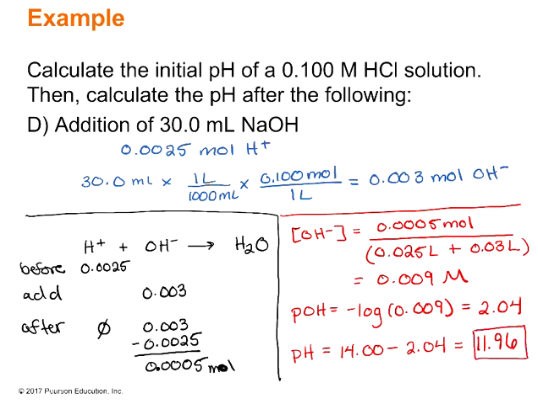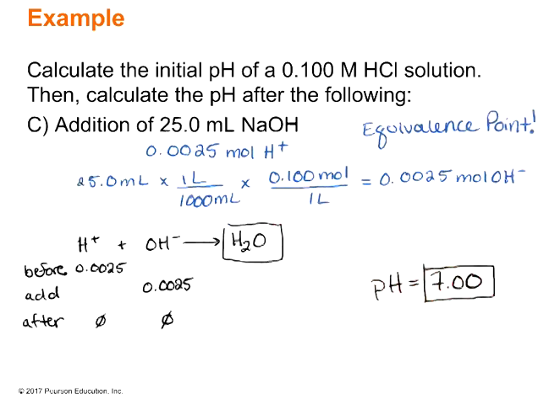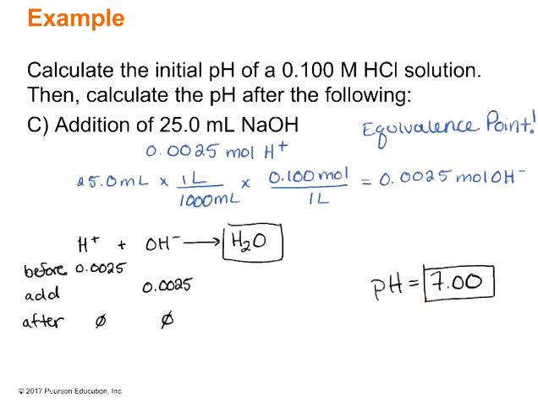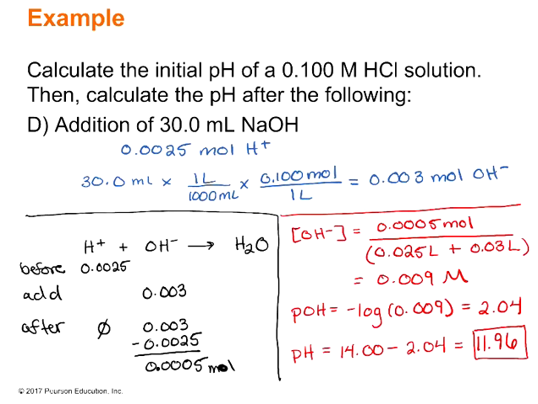Okay, so the pH drastically changed. If we go back a couple of steps, we saw that the pH before the equivalence point was 1.95, so almost 2. And then at the equivalence point, the pH is 7. And then we added 5 more milliliters of NaOH, and now the pH is 11.96. So we're at that really steep part of the titration curve.